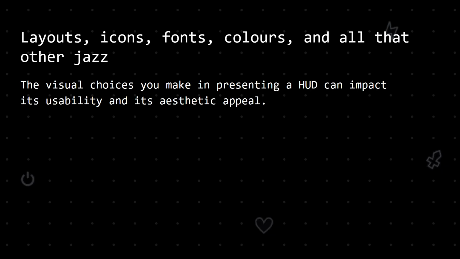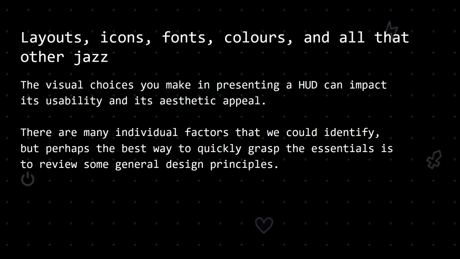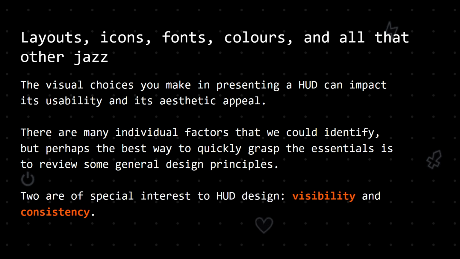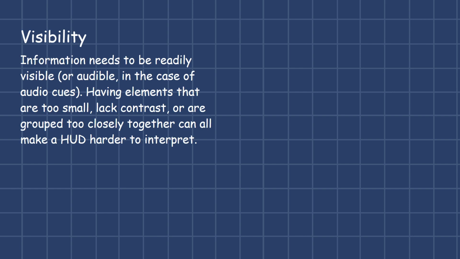The visual choices you make in presenting a HUD can impact its usability and its aesthetic appeal. There are many individual factors that we could identify, but perhaps the best way to quickly grasp the essentials is to review some general design principles. Two are of special interest to HUD design: visibility and consistency. If you expect players to process information, that information needs to be readily visible, or audible in the case of audio cues. Having elements that are too small, lack contrast, or are grouped too closely together can all make a HUD harder to interpret.